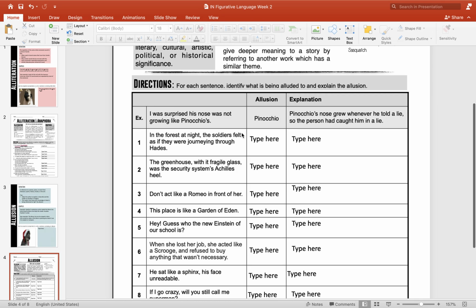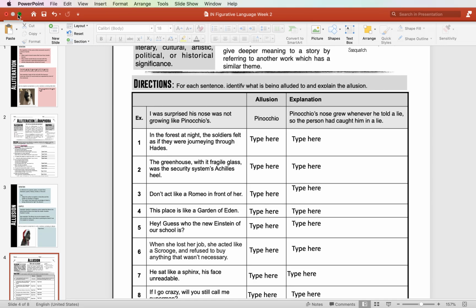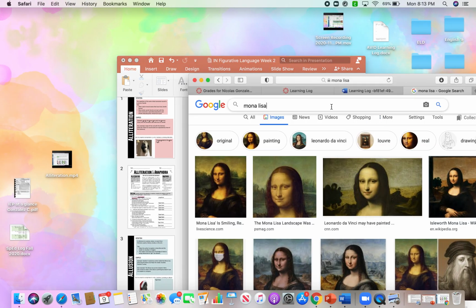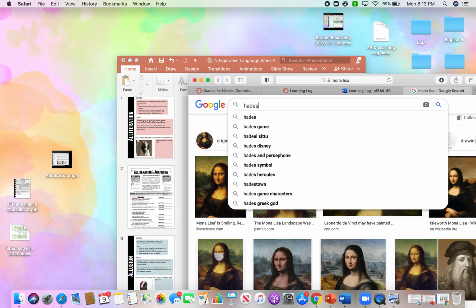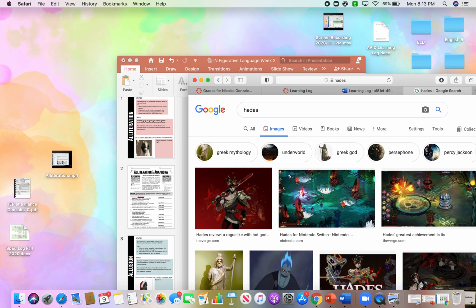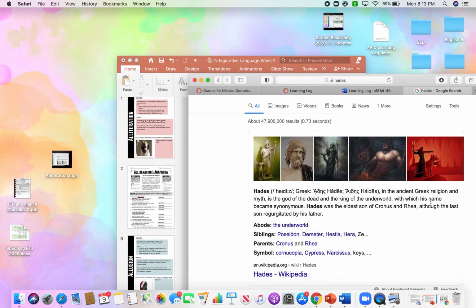In the forest at night, the soldiers felt as if they were journeying through Hades. Okay, the only thing in here that maybe you wouldn't know is this word right here, Hades. So let's go ahead and look up what Hades is. I know right off the top of my head that Hades is part of Greek mythology. So we've got some pictures here. Let's go ahead and look up what Hades is. So Hades in the ancient Greek religion and myth is the god of the dead and the king of the underworld. So what they're referring to is the underworld, or like hell basically.